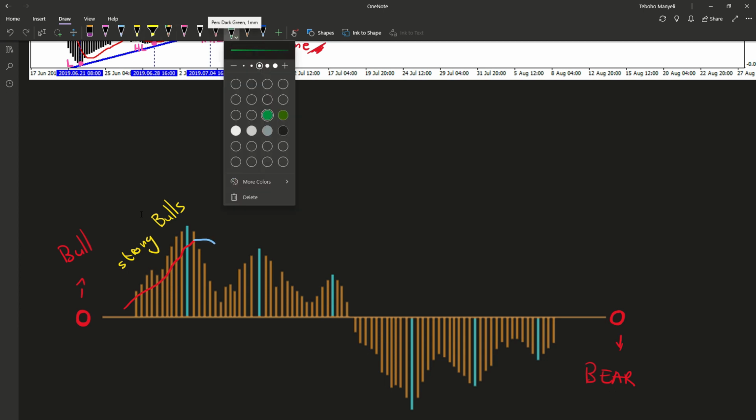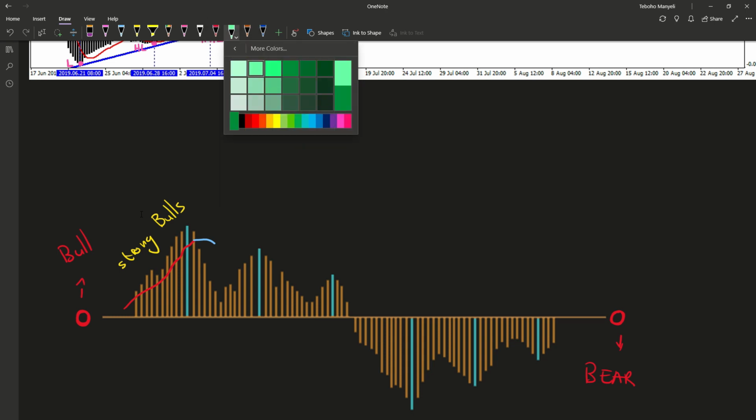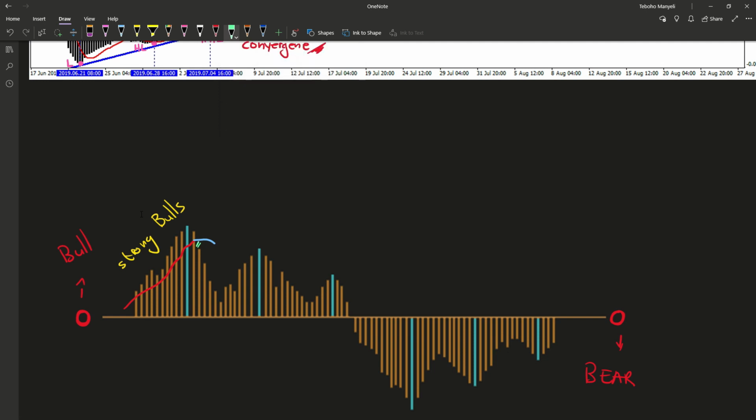what color can we use for this? I think green or light green would be beautiful. Yeah, this green here. So as soon as we see space between the histogram and the moving average, this then is a signal that indicates that the bulls are now weak. Alright, so this serves us as a sell signal.